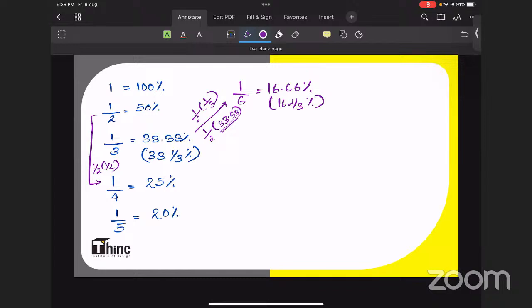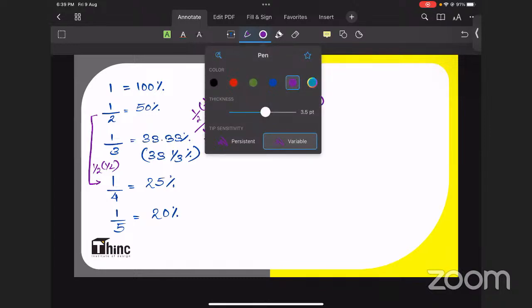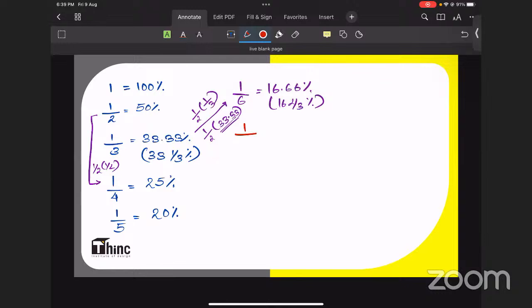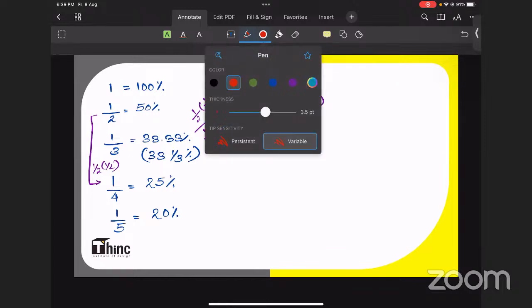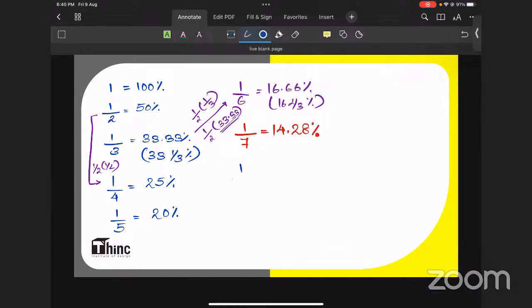Next is 1 by 7. 1 by 7 is a little bit tricky. The value of 1 by 7: double of 7 is 14, double of 14 is 28. So 14.28%. Okay, 14.28%.